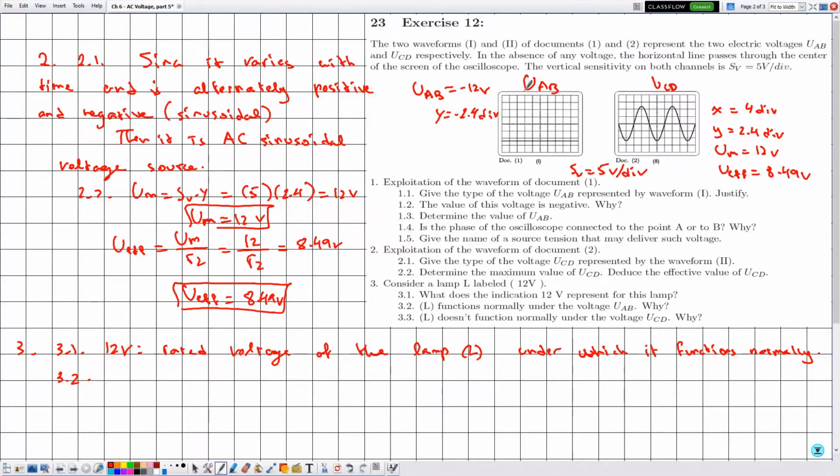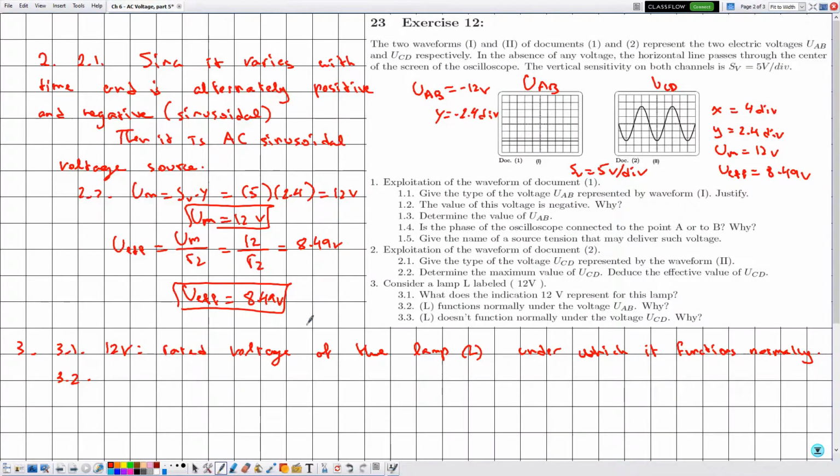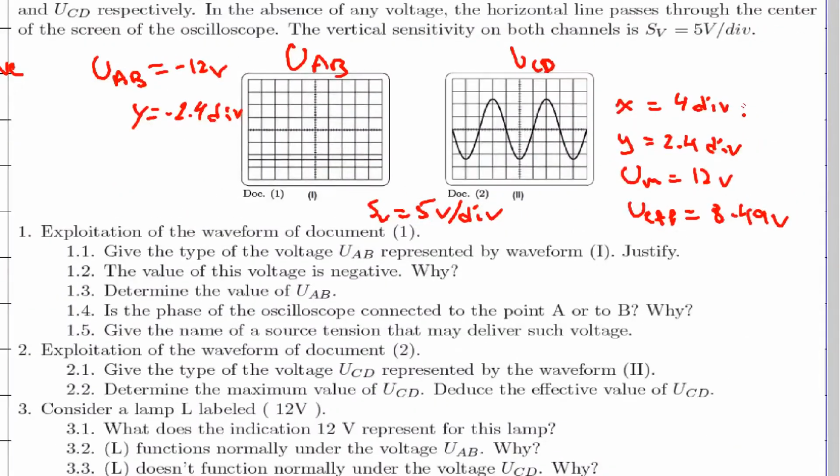And let me repeat that the thing related to the minus sign is not important, because if we are measuring UAB, this measurement can be reversed by reversing the terminals and it's equal to 12 volts. So what's important is the number, and we don't care much about the sign. So now this is on one hand.